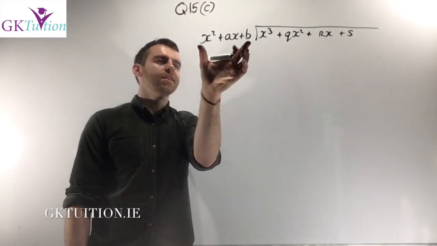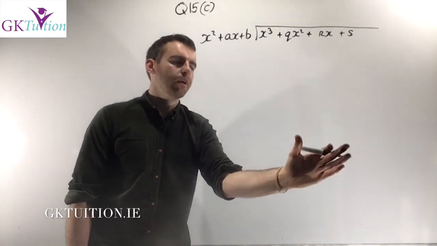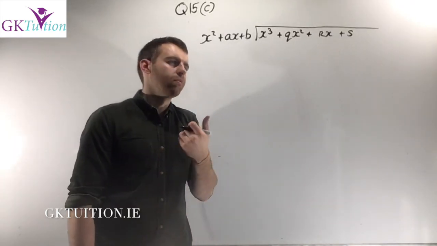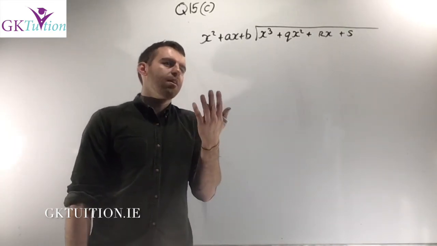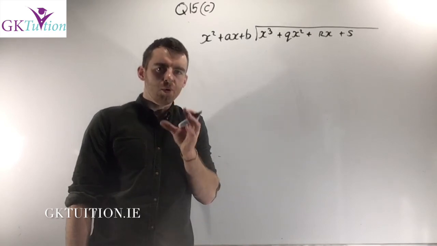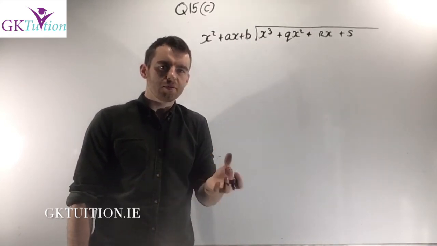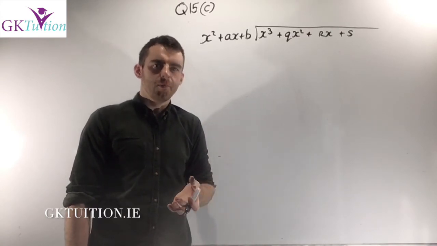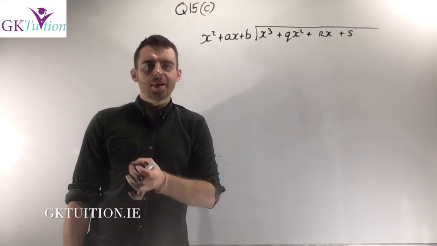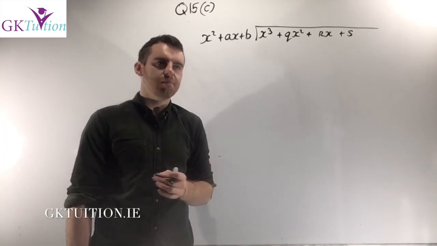So I'm going to divide this quadratic into this cubic, and my remainder is going to be in terms of p, q, r, s, a and b. But I know that the remainder is equal to 0 because they've told me that this is a factor, so whatever the remainder is, I can let it equal 0. And when I do that, hopefully I'll be able to prove the two things that they're asking me to prove.